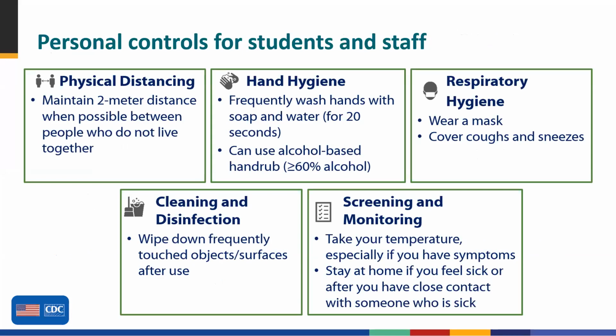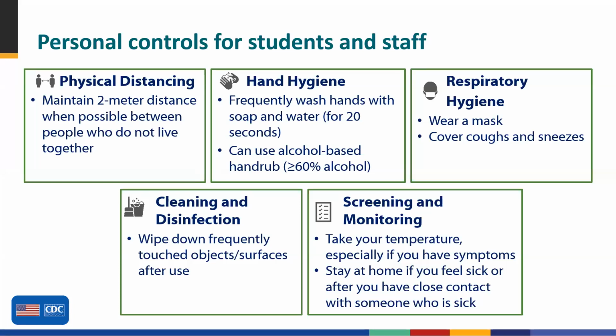I'll start by describing some key personal controls across all of the mitigation elements. For physical distancing, students and staff should ideally maintain a 2-meter distance when possible between others who do not live in their household. I know in many instances this isn't feasible, and we'll talk about some other alternatives later on. For hand hygiene, individuals should practice frequent hand washing with soap and water, being sure to wash hands for 20 seconds. And if it's available, people can also use alcohol-based hand rub with at least 60% alcohol. For respiratory hygiene, students and staff should wear a mask, particularly when indoors and when maintaining a 2 meters distance from others is not possible. And people should also cover coughs and sneezes.